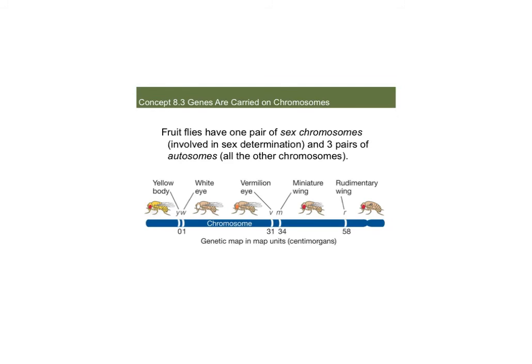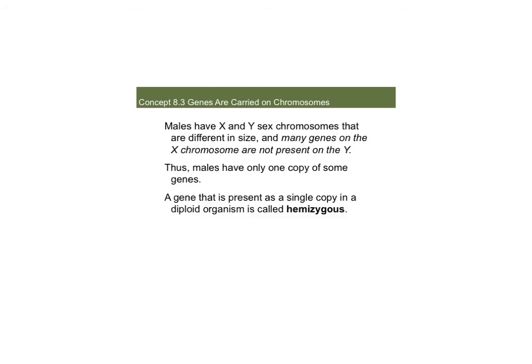Another reason fruit flies are easy to use is because they have 1 pair of sex chromosomes and 3 pairs of autosomes. So they really only have 4 sets of chromosomes. Now, males have an X and a Y sex chromosome that are different in size, kind of like you would see in humans. And many genes on the X chromosome are not present on the Y. Thus, males only have 1 copy of some of the genes, so they only have 1 allele. Genes that are present on a single copy in a diploid organism, kind of like these, are called hemizygous, meaning there's only 1.